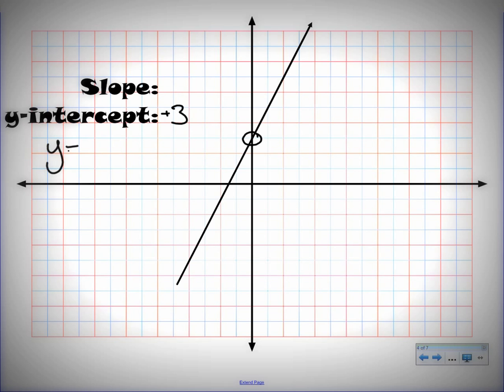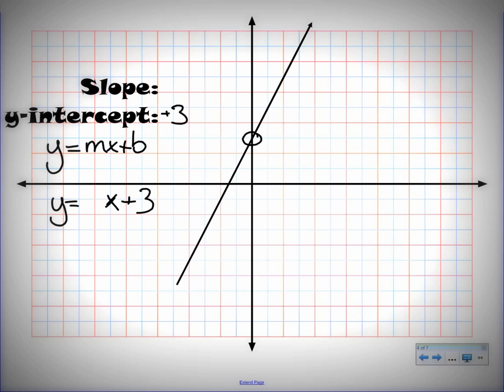Remember, we're dealing with y equals mx plus b, that slope-intercept form. You are guaranteed to have y equals and then an x. You're going to have a slope and you're going to have a y-intercept. We just need to identify it. So in this situation, my y-intercept is +3. So now I just need to identify what is my slope.